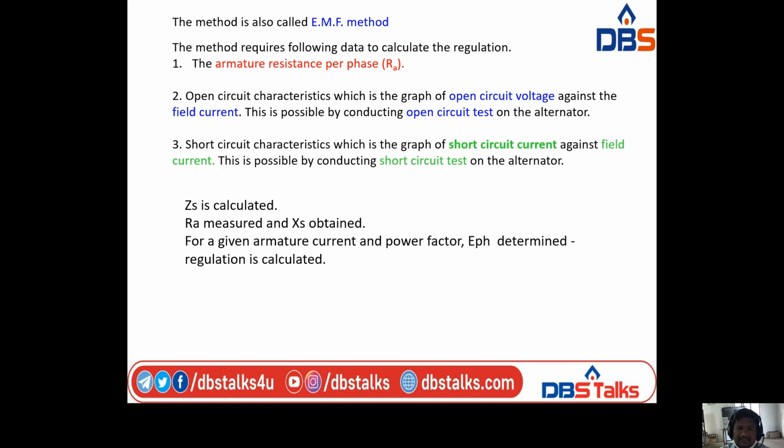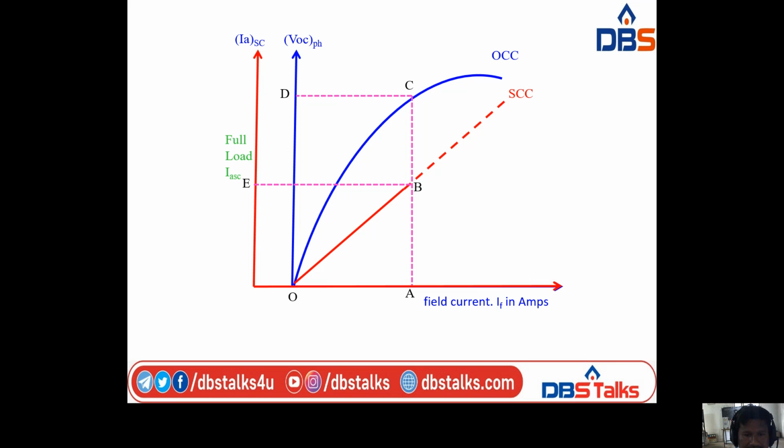How to calculate the ZS? Already by using the first point we can measure the RA. By using 2 and 3 we determine the XS. Now therefore, for a given armature current and power factor, E phase is determined and the regulation is also calculated. So the open circuit characteristic is drawn between open circuit voltage and the field current. The curve is like this. And the short circuit characteristic is drawn between IA and ISC, and the curve is like this.